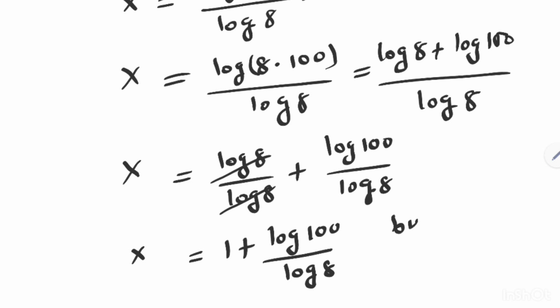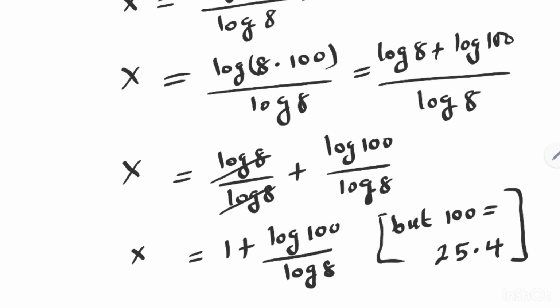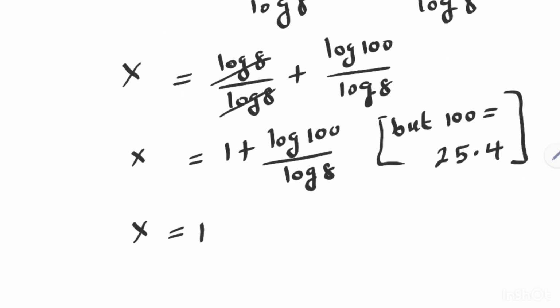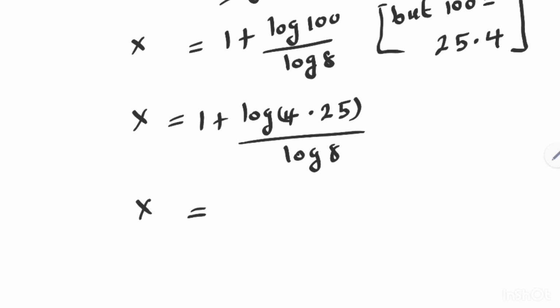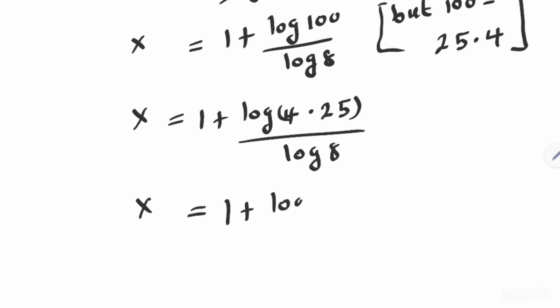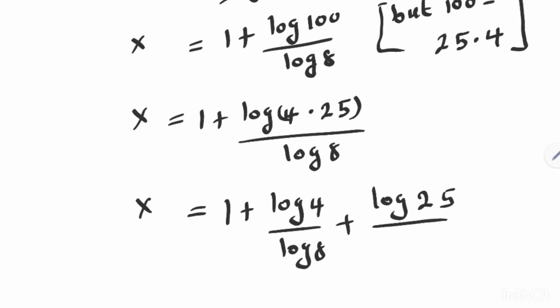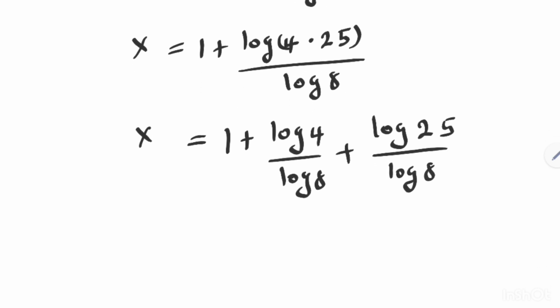But 100 is equal to 25 multiplied by 4. x is equal to 1 plus log of 4 multiplied by 25, bracket, over log 8. x is equal to 1 plus log 4 over log 8 plus log 25 over log 8. Now here 4 is equal to 2 square.